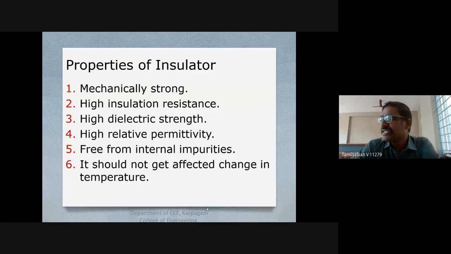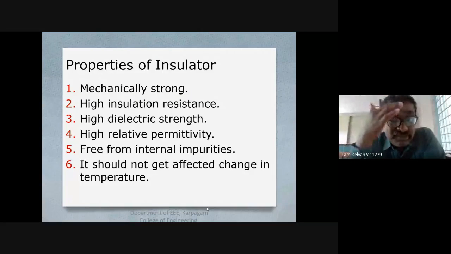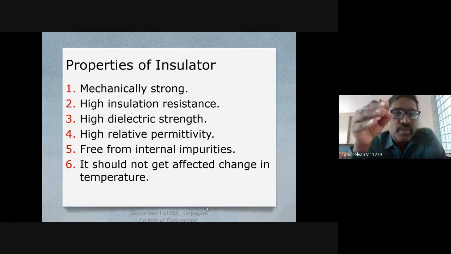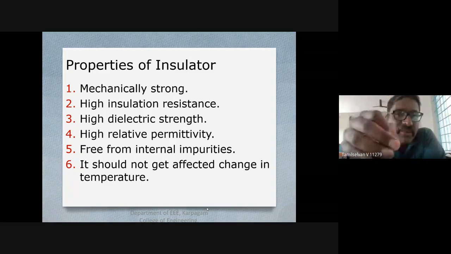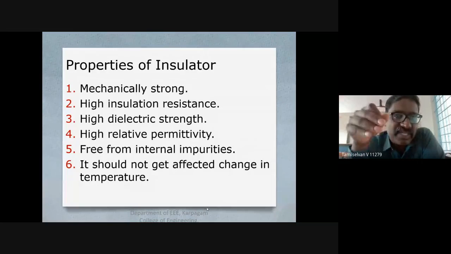Free from impurities and cracks. And at any cost, it should not be affected by temperature. Based on these properties, the most commonly used insulator material is going to be porcelain, which satisfies all the properties I have mentioned.